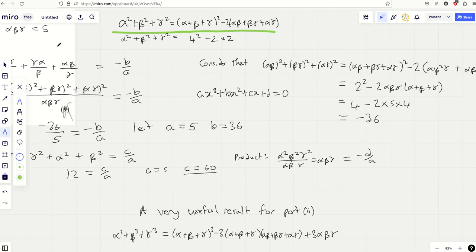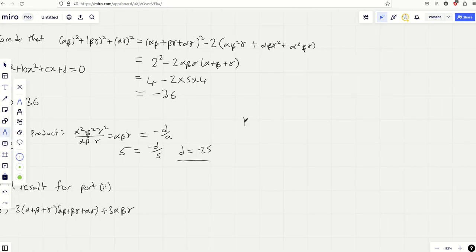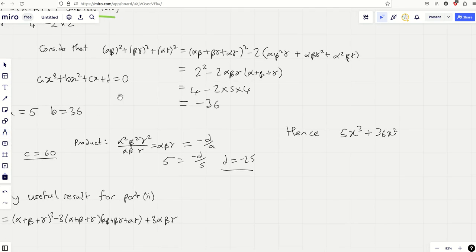But it's also, we've already established, 5. And a is 5 as well. And so d must be minus 25. And we've done it now. And you can just say, hence, we have 5x cubed plus 36x squared. I can't remember what the other one was. Was it 12? No, 60x and then minus 25.